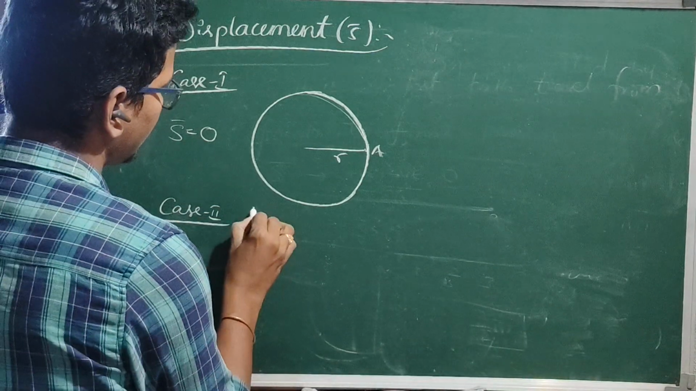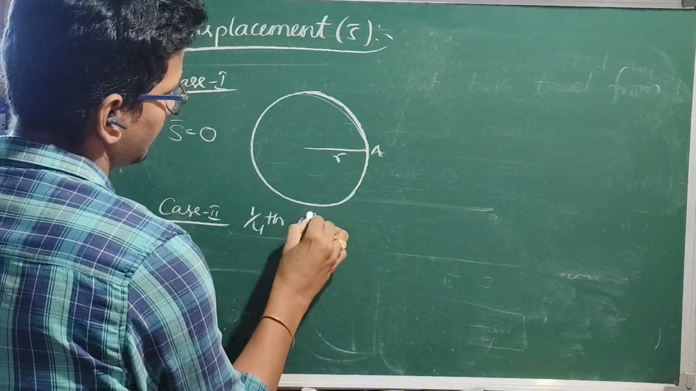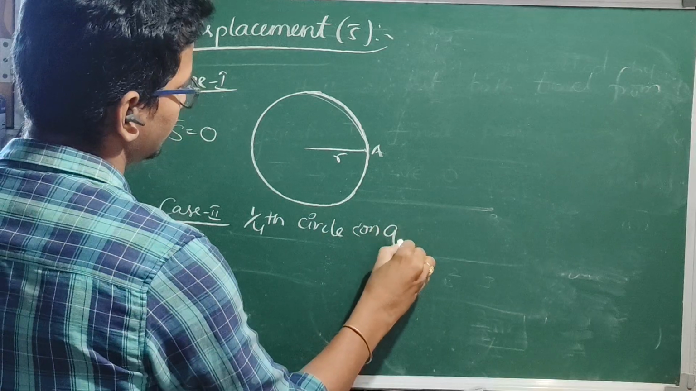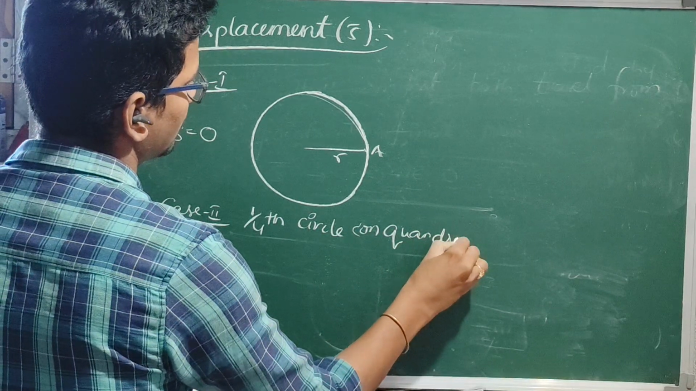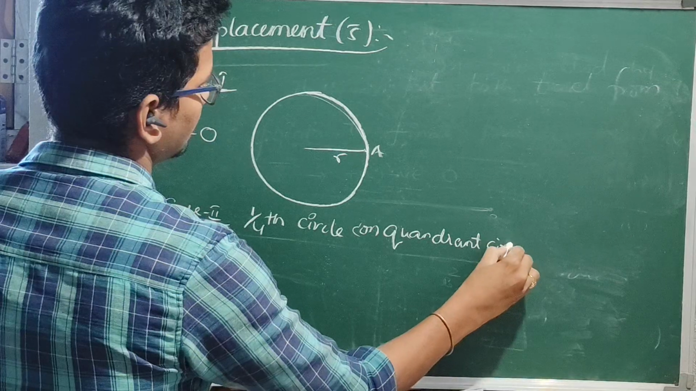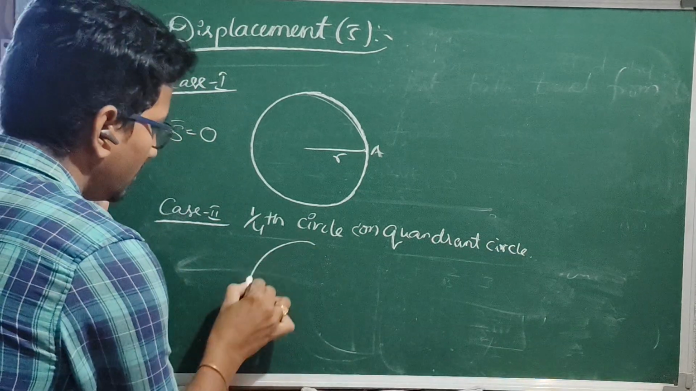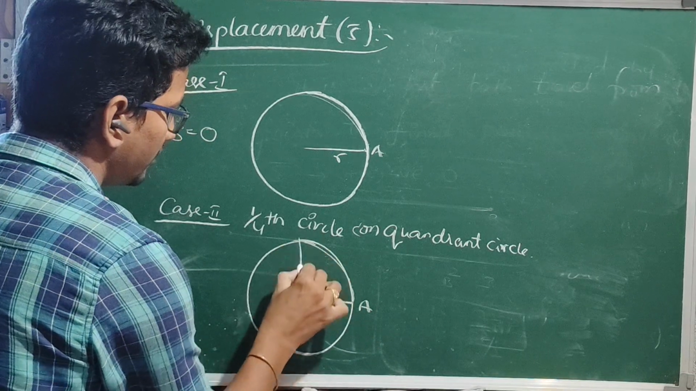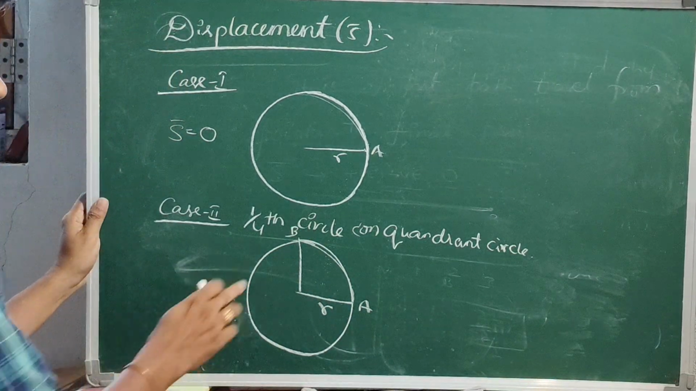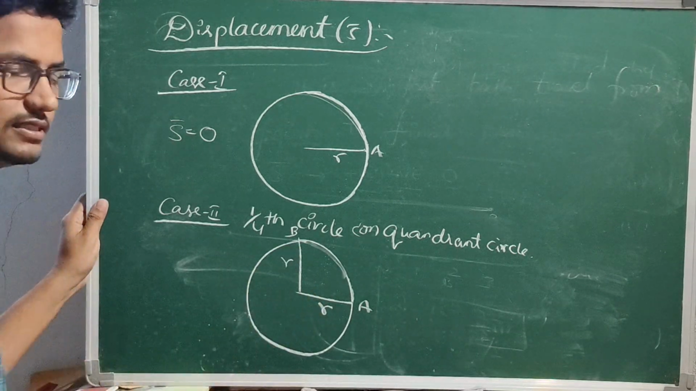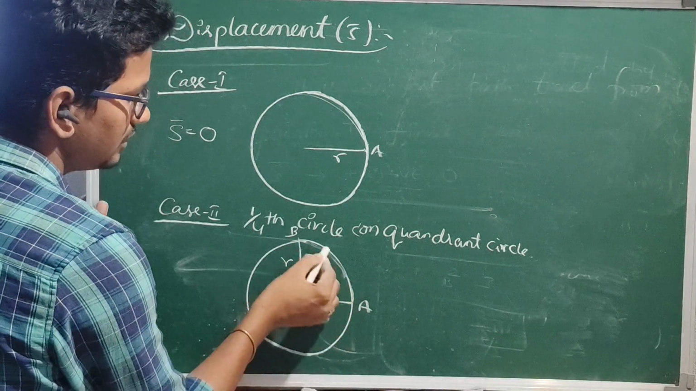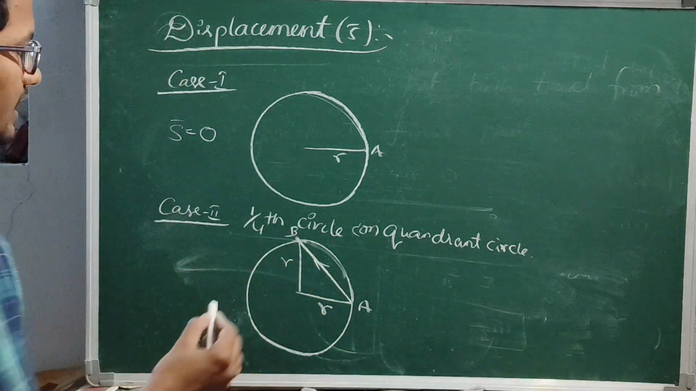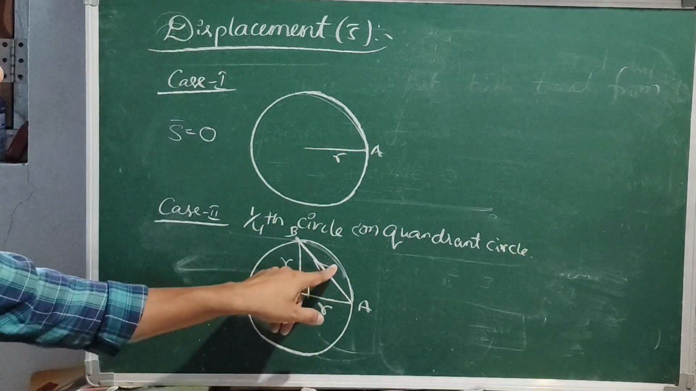Next one, case 2: a quarter circle, or quadrant circle. It is from A, along the radius, to some point B. All the sides are radius, so they are equal. What is the shortest path? This is the actual path, and this is the shortest path. The straight line is the shortest path. It looks like a right angle triangle. Two sides we know and the third side we don't know.